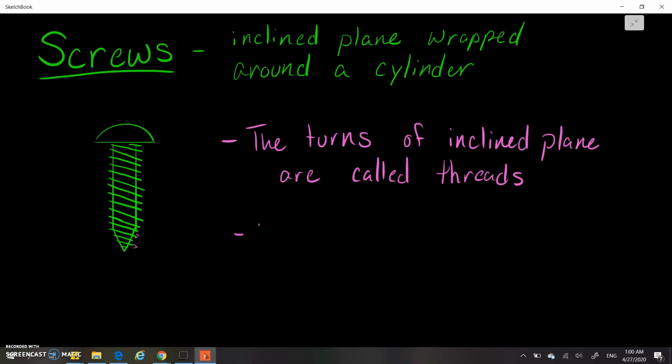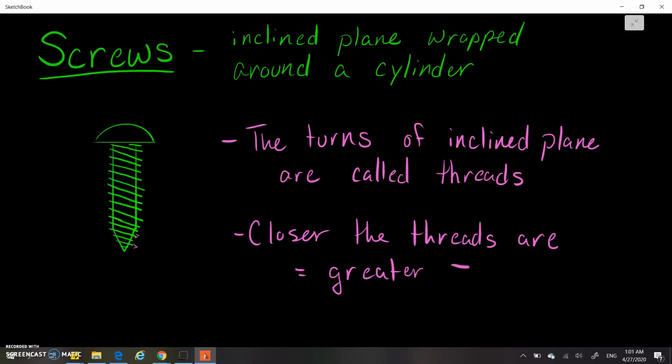The closer the threads are to each other, the greater ideal mechanical advantage it gives you. Right here you can see that my threads are pretty close to each other, versus if I had a screw and my threads were much further apart, this would not hold near as well as something with thinner threads would.